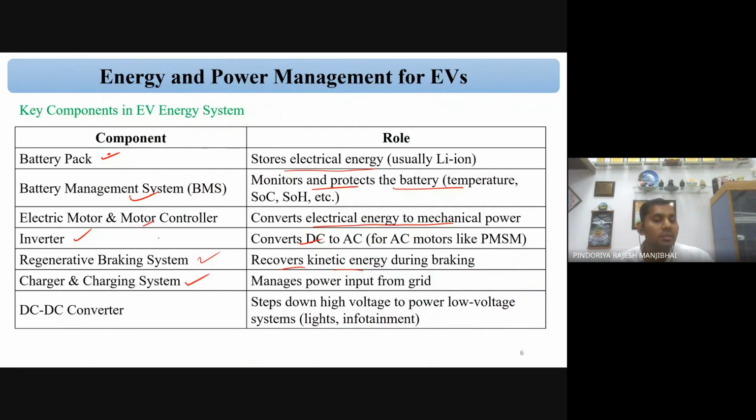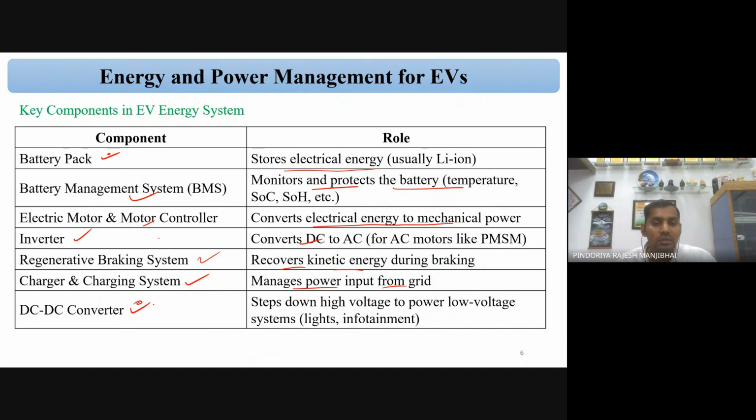Charger and the charging system. So what type of charger we have to use, and what type of charging system is required to charge our vehicle. It manages the power input from the grid. So that is its role, and that is the main component: the charger and charging system.